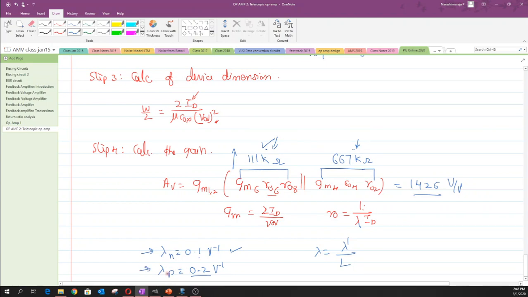Now since lambda n or lambda p is proportional to the length of a transistor, let us try to increase the length of the PMOS. Okay, so I'm talking about only doubling the length of the PMOS transistor. When we do so, lambda p would then be equal to lambda n. Okay, this becomes 0.1 volt inverse.